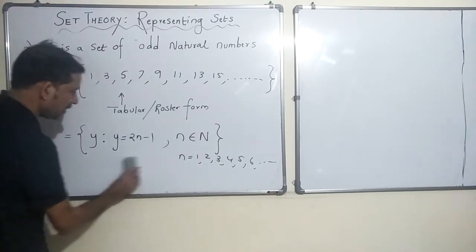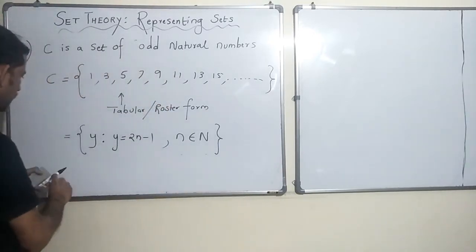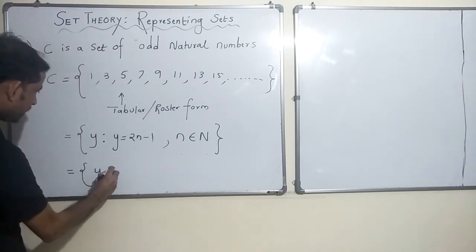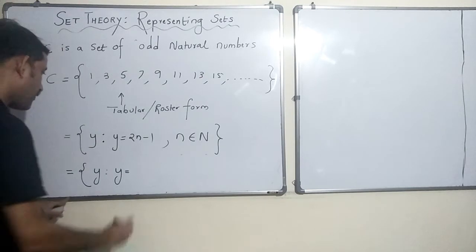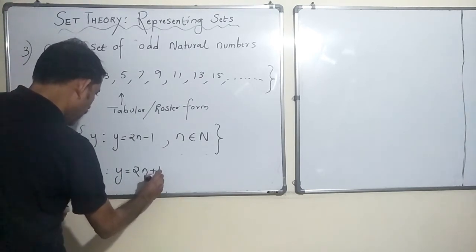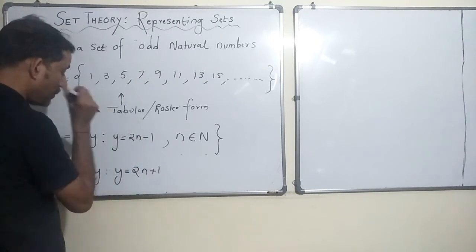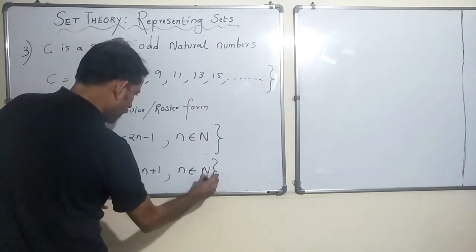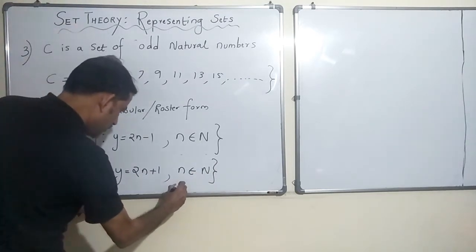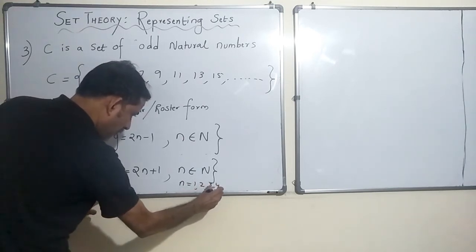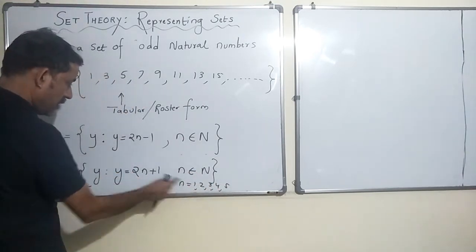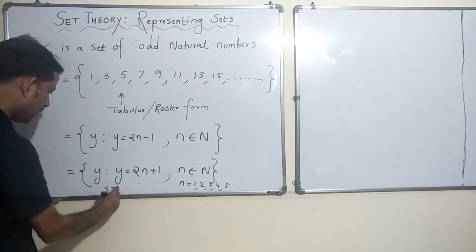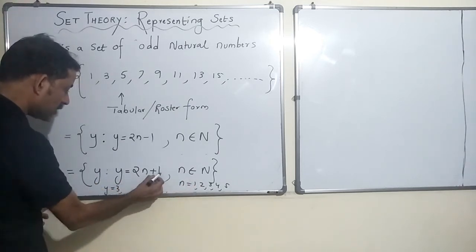Now let's see if I do this. Can we also write it as Y? C is a set of Y such that Y is equal to 2n plus 1, because even 2n minus 1 is odd and 2n plus 1 will also be odd. So let's see if this works. If n is equal to 1, it becomes 2 into 1, 2 plus 1, 3. So Y will be 3. If n is equal to 2, it becomes 2 into 2, 4 plus 1, 5.